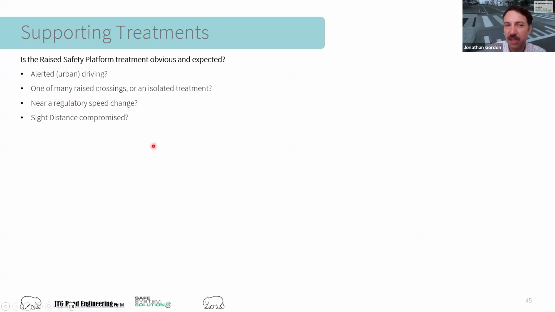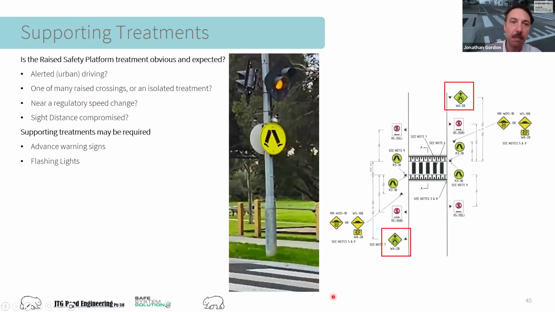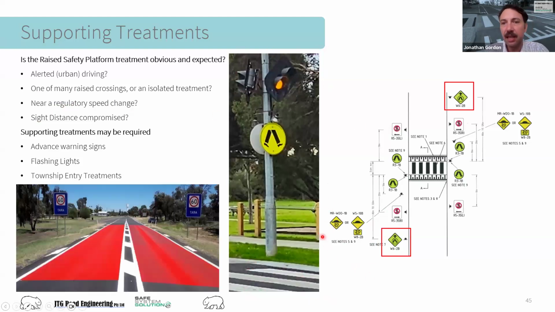Or are there some site distance issues that we couldn't quite make work for our site, but we believe the safety improvement of installing this is still a significant improvement? In that scenario, we may require supporting treatments. It could be as simple as signage, some advanced warning signage, etc. It might be flashing light scenarios where that greatly improves our awareness of the crossing location. And it could even be township entry treatments.